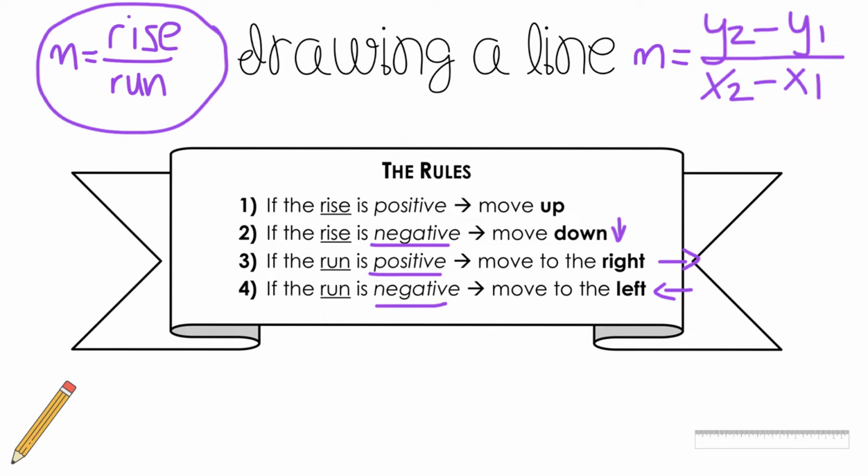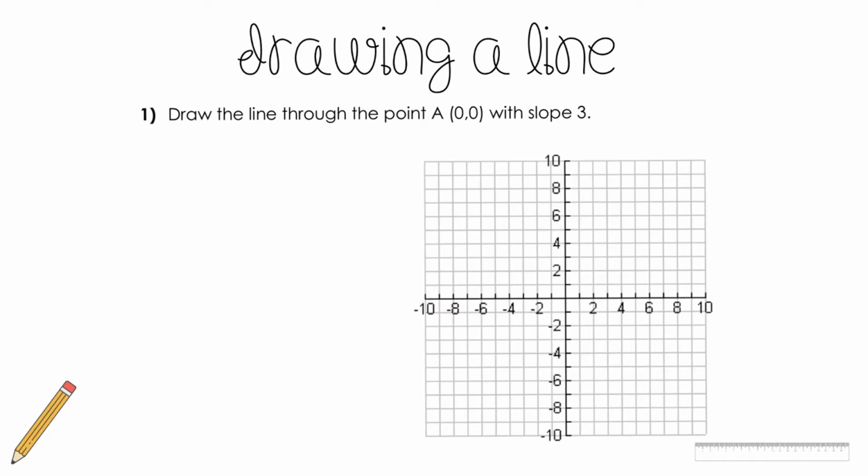So make sure you have a pencil and a ruler as we go through our examples. Example number one says draw the line through the point 0, 0, the origin, with a slope of 3. Let's begin with our point. That is always our starting point, and we want to draw that first. So go ahead and draw a point on your origin.